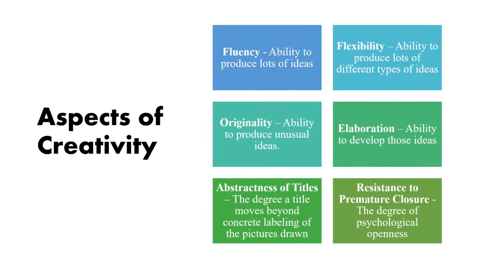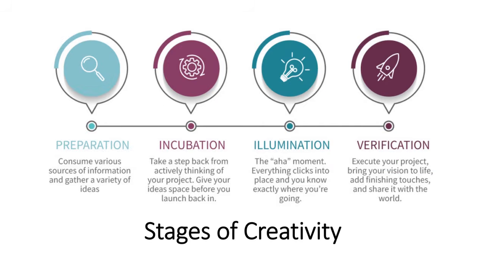Next is aspects of creativity. So we have 6 aspects: fluency, flexibility, originality, elaboration, abstractness of titles and resistance to premature closure. Next, stages of creativity. We have 4 stages for creativity: preparation, incubation, illumination and verification. So just an idea of those stages are given in the slide itself. Rest you can explain.